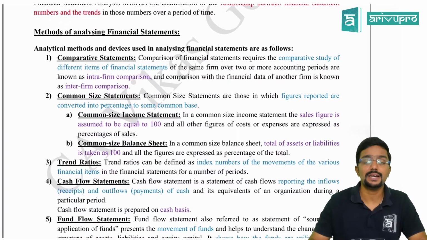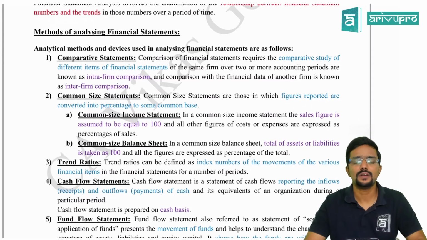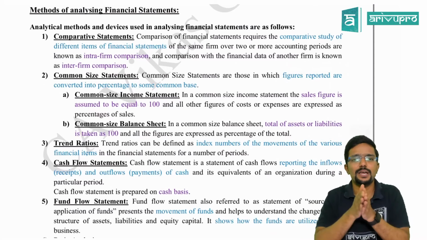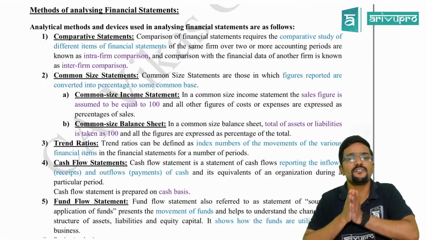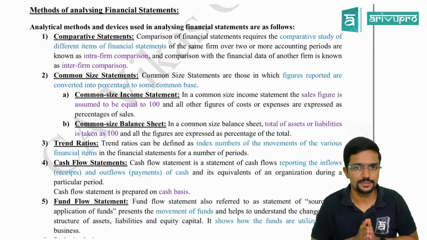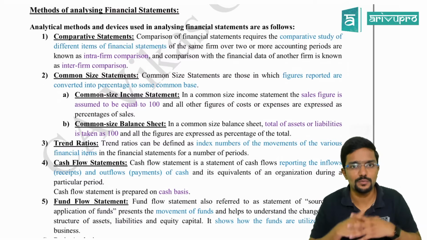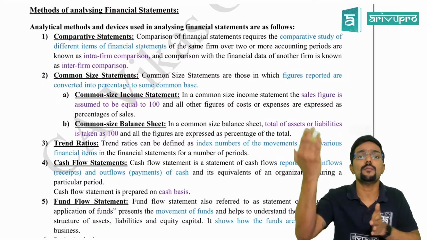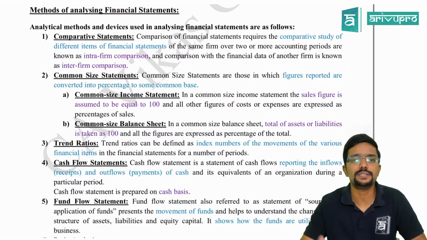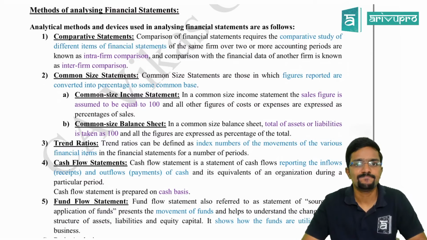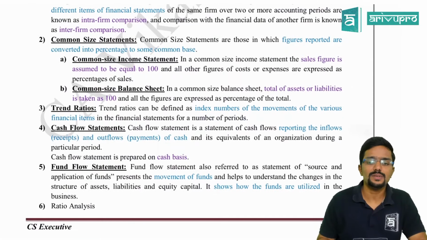There are various analytical methods for analyzing financial statements. What are those? One by one we will see. First one is comparative statement. That is, I will compare my profit and loss account or balance sheet of this year with the last year and check whether my performance has improved or not. This is called intra-firm comparison. Or else I can also compare my profit and loss account or balance sheet with my competitors, that is with the outsiders. We call this inter-firm comparison, to know how my competitors are performing and how I am performing. Clear? Yes, sir. Then coming to common size statements.